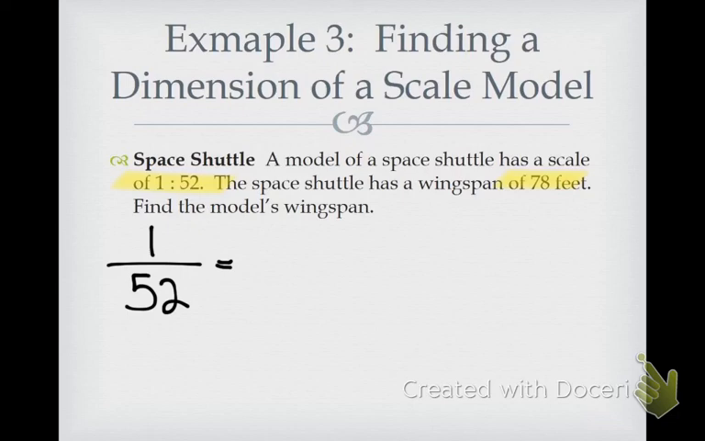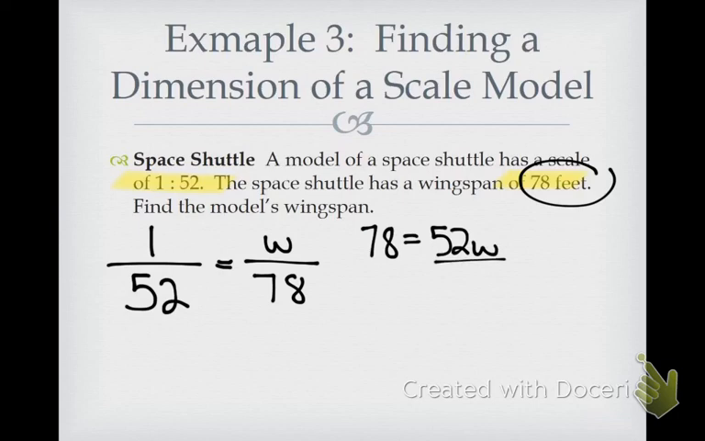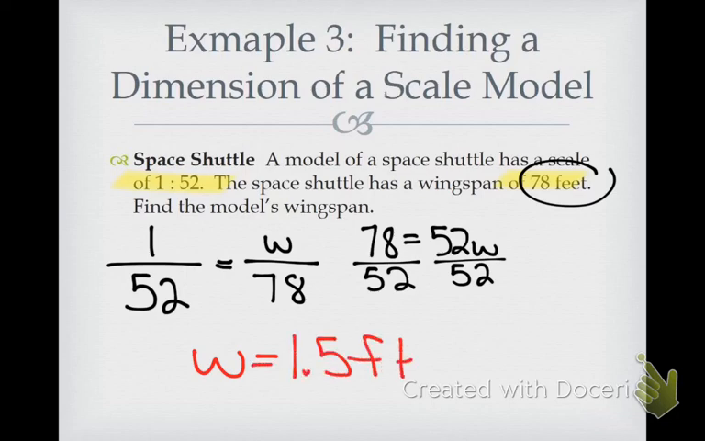On the other side, I have to figure out, does 78 go in my numerator or denominator? It goes in the denominator, 78. And then W is what I'm solving for. And so now it's just cross products to solve. Okay? We've got 78 equals 52W. And then we solve for W. We divide both sides by 52 to get a wingspan of 1.5 feet.